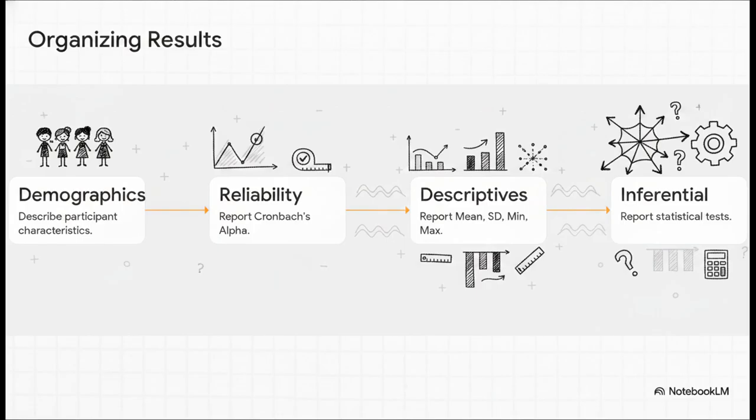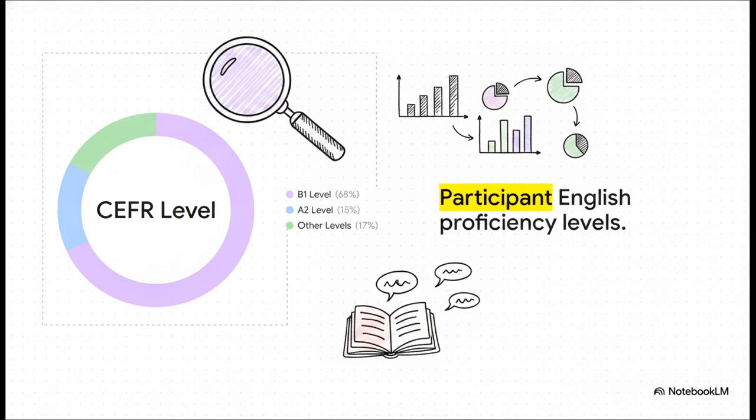Layering it exactly like this means your reader won't get completely overwhelmed. You're basically walking them into the deep end of the data pool slowly. So for example, when you're tackling that first step with the demographics, use a really clear visual. Something like a simple chart immediately shows your participant characteristics. Instead of bogging your reader down in a super dense paragraph, they can just instantly understand that, say, 68.3% of your participants hold a B1 English proficiency level. It's clean, it's fast, and it perfectly sets the stage for the heavier data to come.